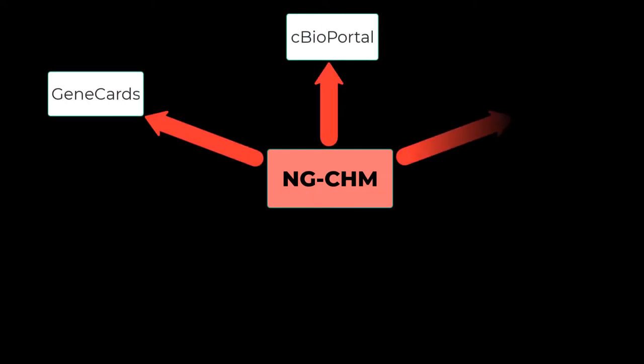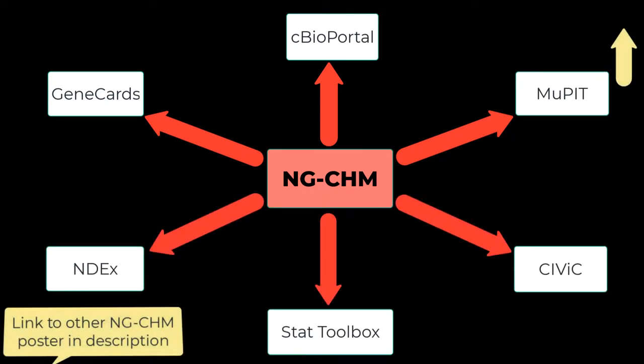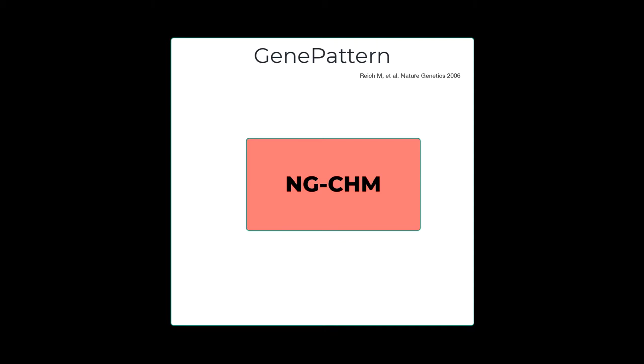NG-CHMs can be easily integrated with other interactive tools. One style of integration is to add linkouts from NG-CHMs to other tools, for instance, from a gene label to a page that describes that gene. Our other video poster describes an exciting new way of linking from NG-CHMs to external tools. There is a link in the video's description and at the top right. However, this video describes the opposite style of integration, the ability to include NG-CHMs into another tool or environment.